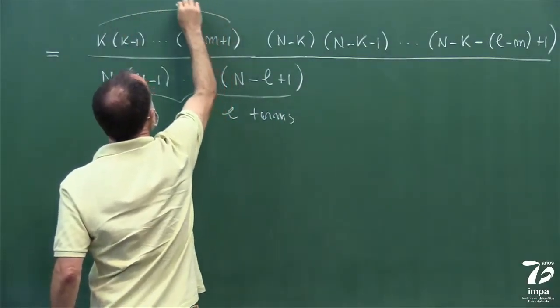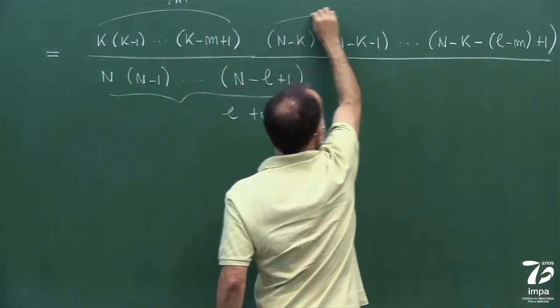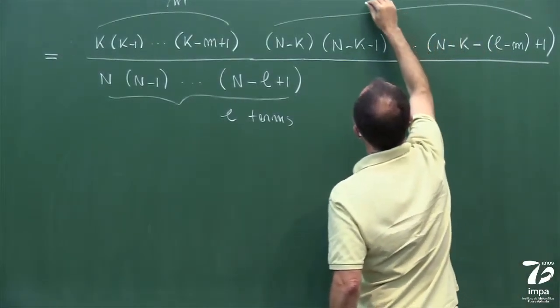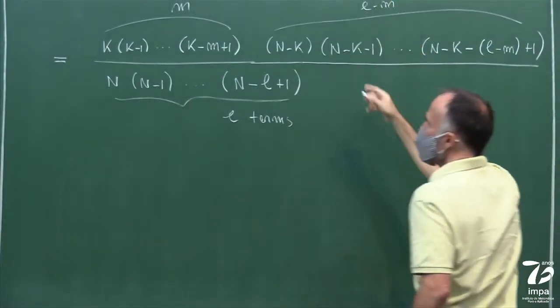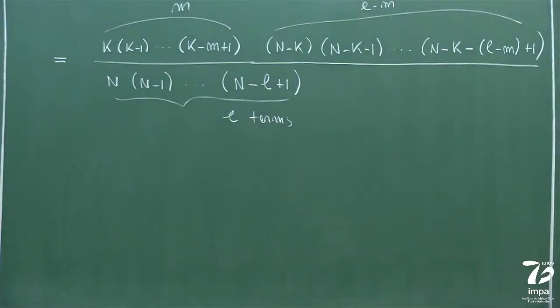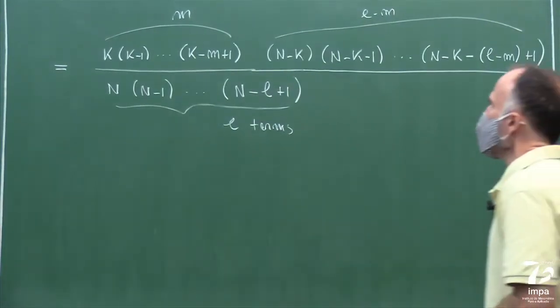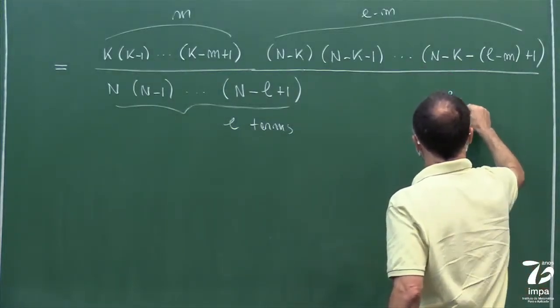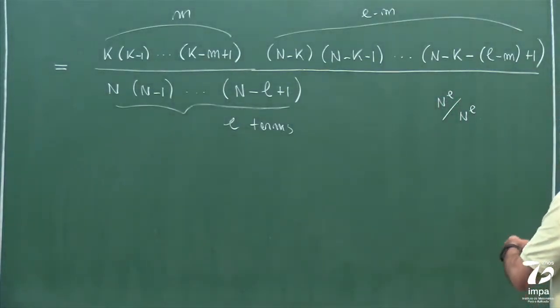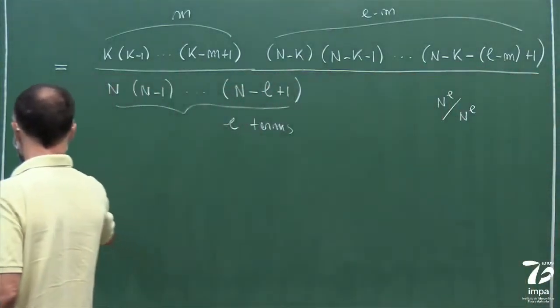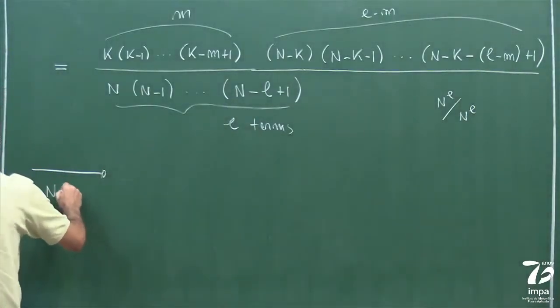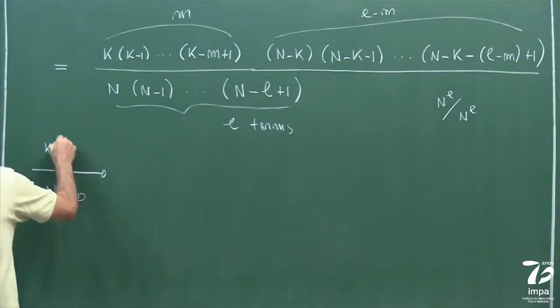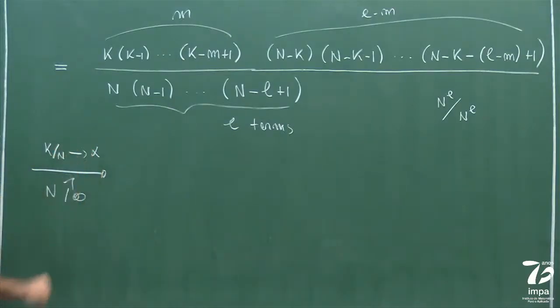Here I have m terms. And here I have L minus m. So I have the same number of terms in the numerator and the denominator. So what I'll do, let's divide by n^L. Let me multiply and divide by n to the power L. Now let me send n to infinity, but keeping the density equal to alpha.